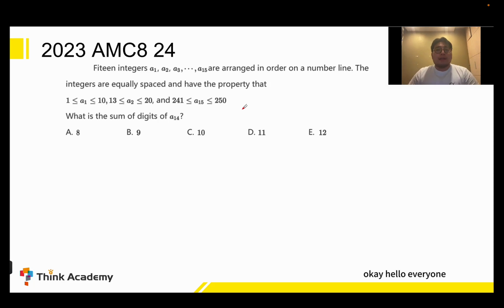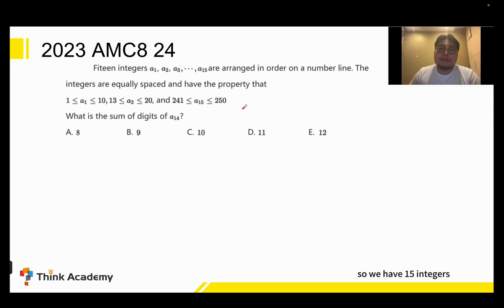Okay, hello everyone. Let me share a very interesting question with you. This is the last question of AMC8 2023, actually question 24. Maybe you think the last question is always the most difficult one in a competition. Well, I think this one is okay. Not so difficult, but not so easy. So let me share how to do this kind of question.